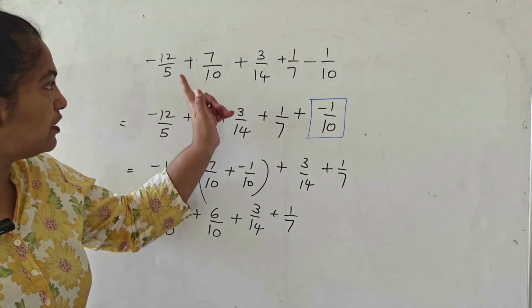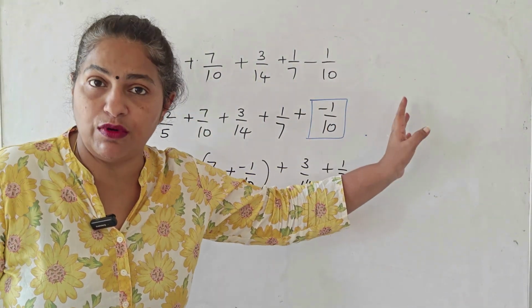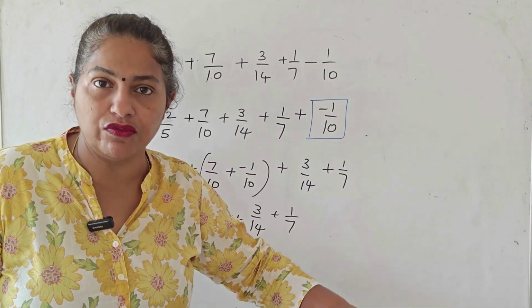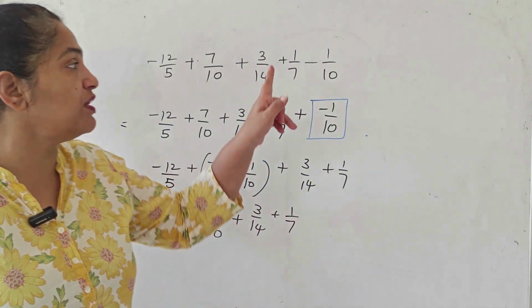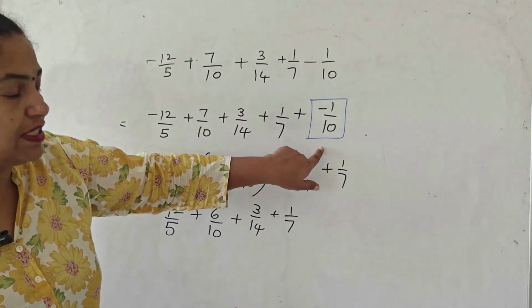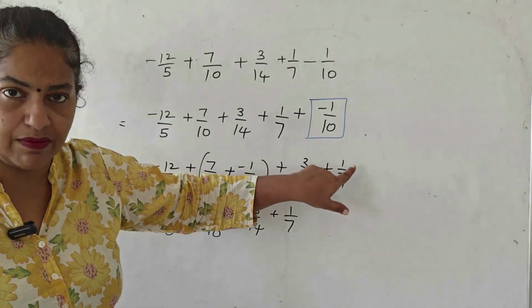So you can see that none of the rational numbers can be simplified further. So they are already in the lowest form. Now I will see whether I need to put additive inverse anywhere. So here there is a minus sign. So I have written the additive inverse. It's plus minus 1 by 10.